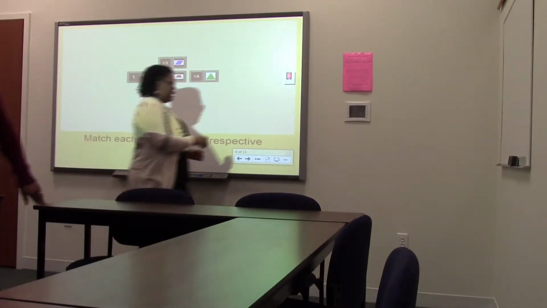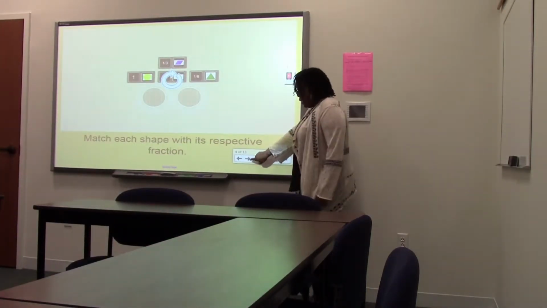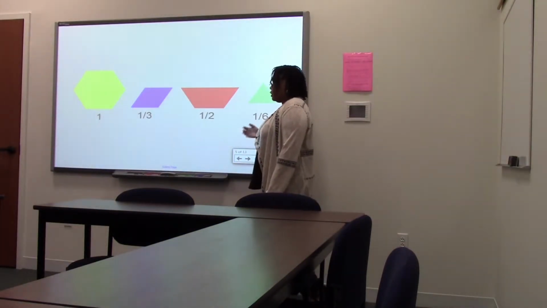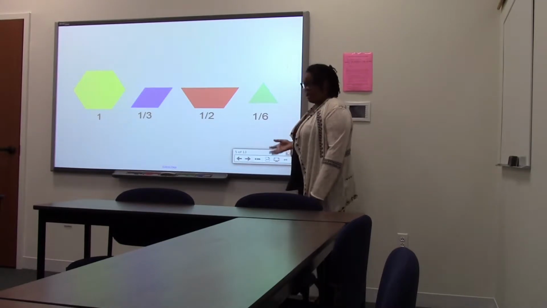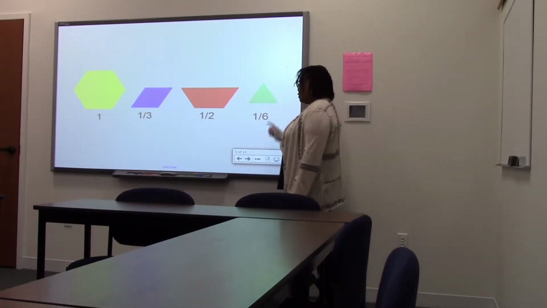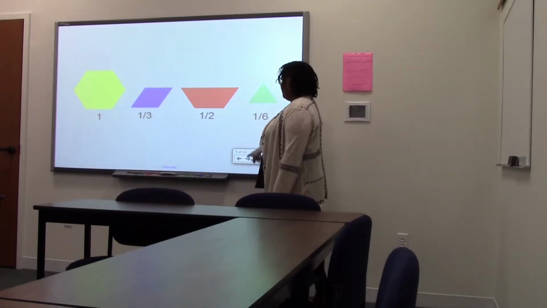Great job. Thank you, Rashonda. So from that game, we were able to see that when the yellow hexagon is equal to 1 whole, the blue rhombus is equal to 1/3, the red trapezoid is equal to 1/2, and the green triangle is equal to 1/6.